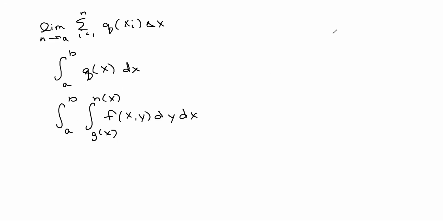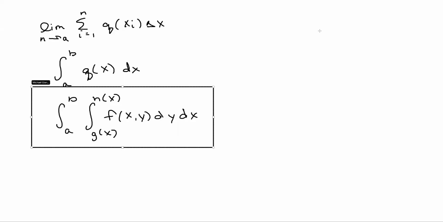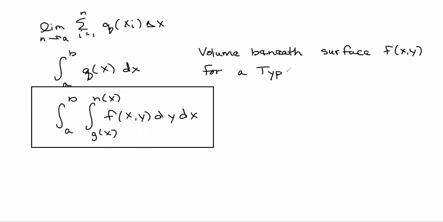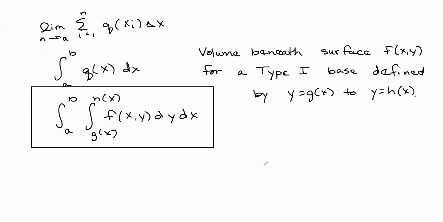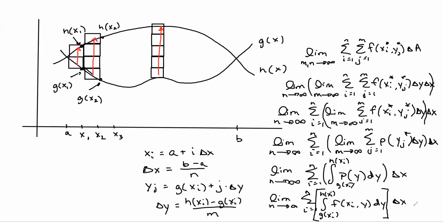All of that work was just to derive the formula, right? So this is the formula for finding a volume beneath the surface f of x y for a type 1 base defined by y equals g of x to y equals h of x. Okay, so that's just one type of double integral that you could have.